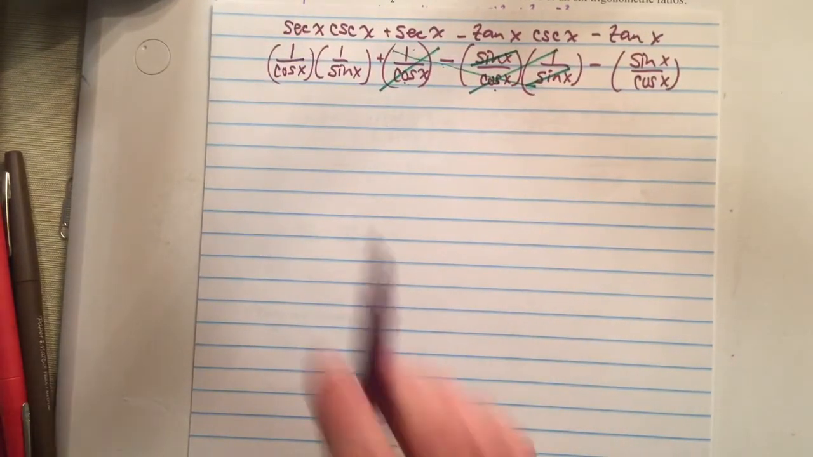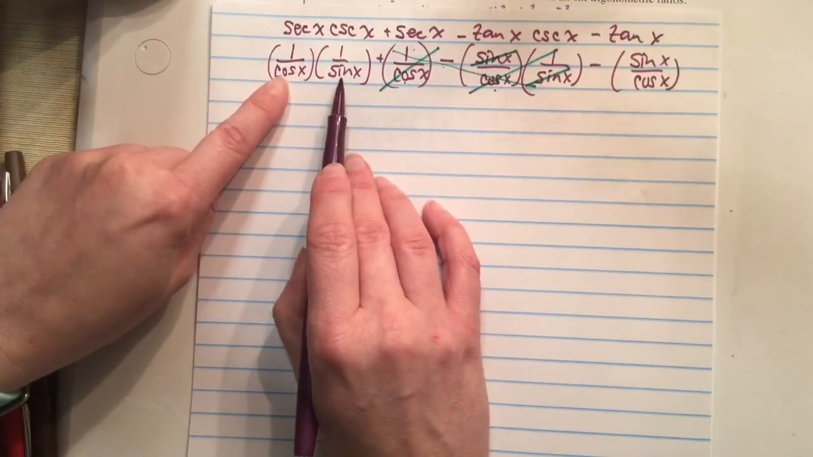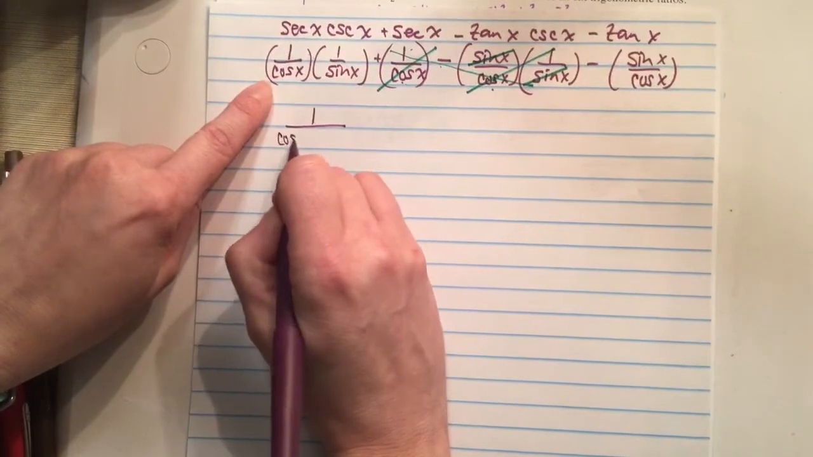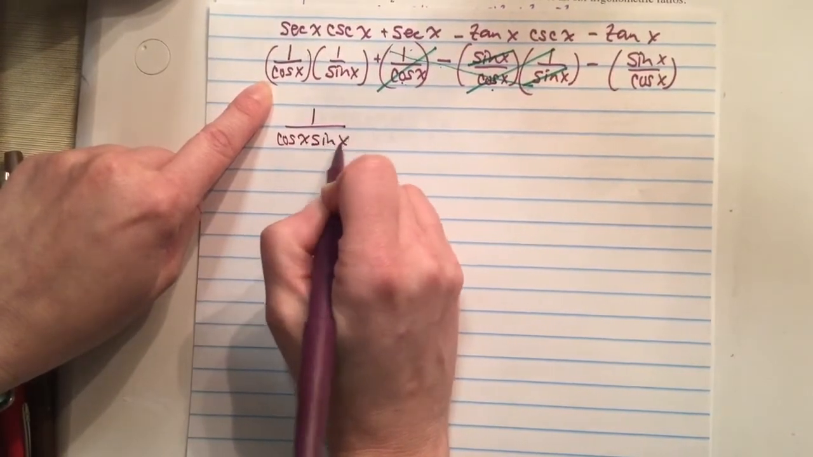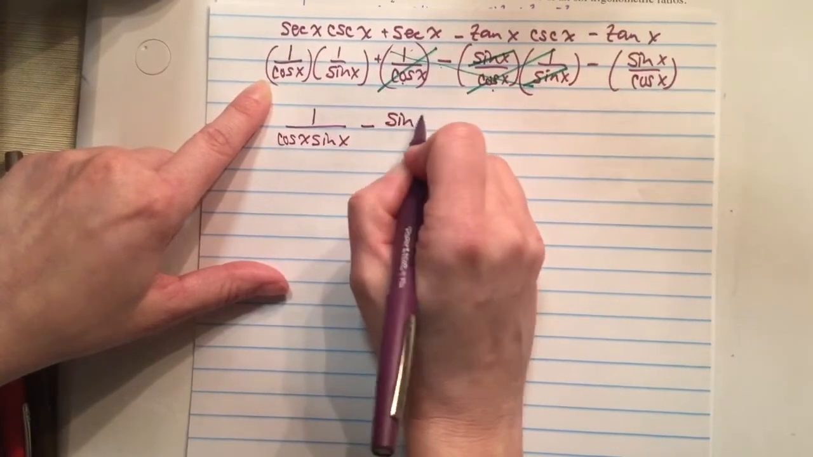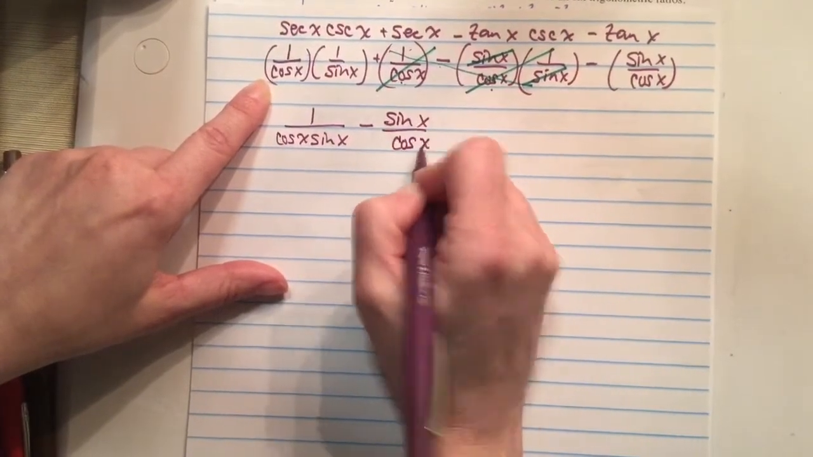So what I have now, top times top, bottom times bottom, because this is a product. 1 over cosine of x times the sine of x. The whole middle, that's gone. Minus sine of x over cosine of x.